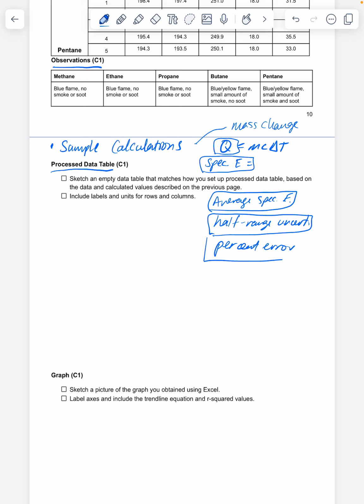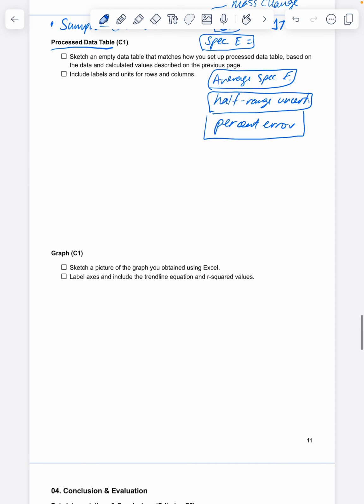We've provided literature values for each of the specific energies for each of the fuels, and therefore you should show how to calculate a percent error, and you should present those in your final process data table, one value for each fuel. And then the graph, in this example, we would be looking for a scatter graph.